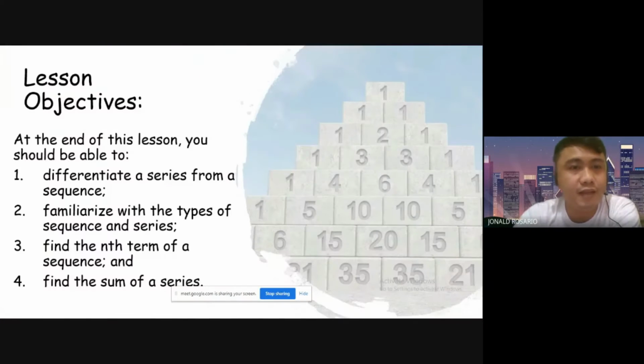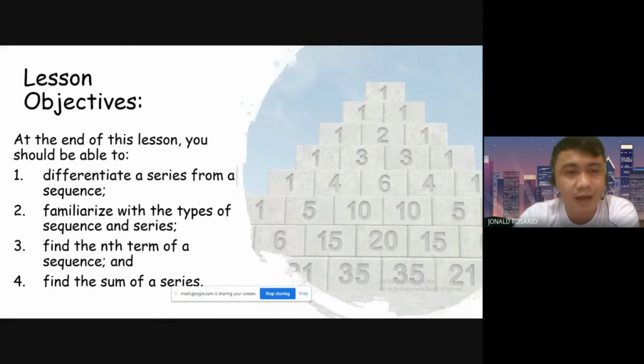So, lesson objectives. At the end of this lesson, you should be able to, first, differentiate a series from a sequence. Ano bang pagkakaiba ng series sa sequence? Number 2, familiarize with the types of sequence and series. Ano ba yung mga types? What are the types of this sequence or sequences and series? Number 3, find the nth term of a sequence.